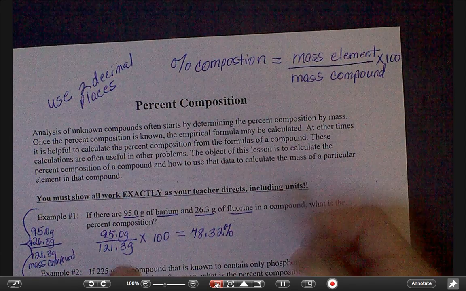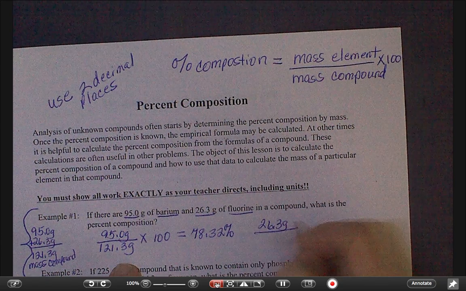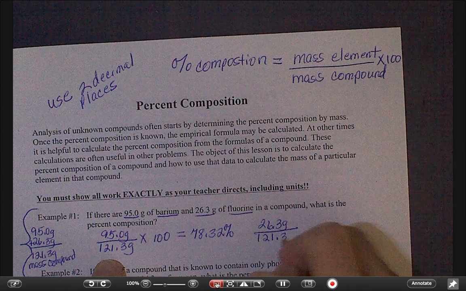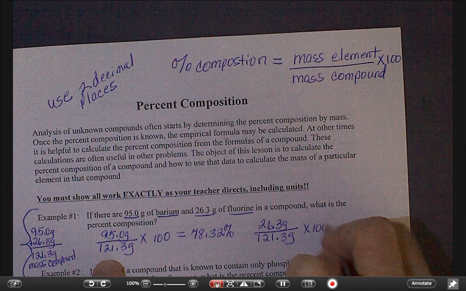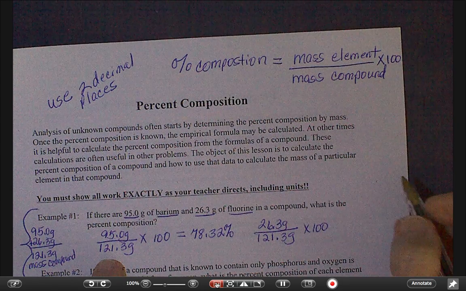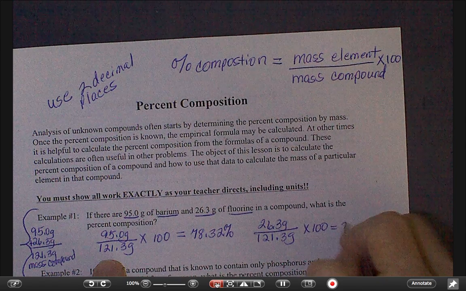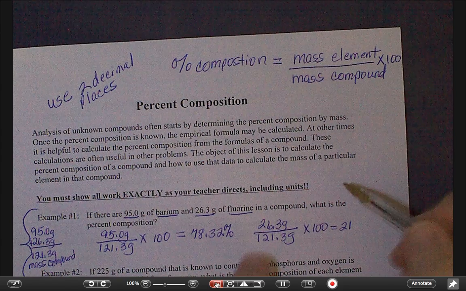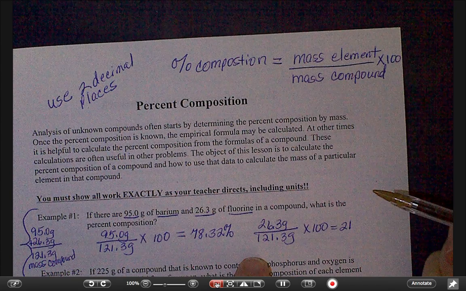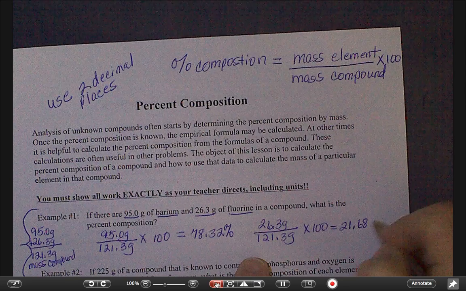Alright, so then we're going to use the other one, 26.3 grams divided by 121.3 grams times 100. Everybody get your calculators out and use them for me, please. I got 21.68. Yes, ma'am.